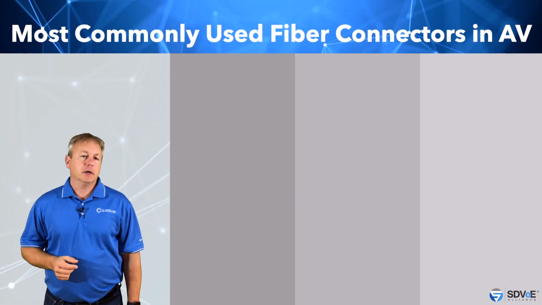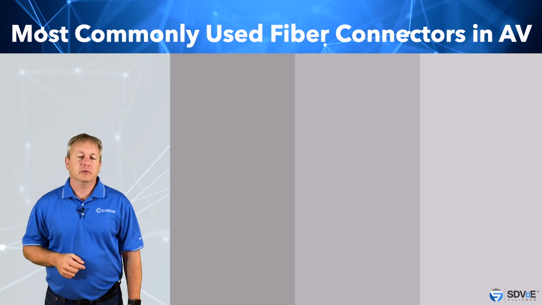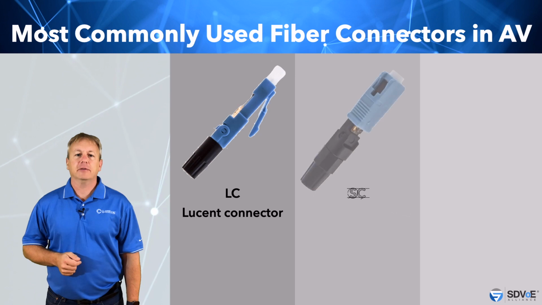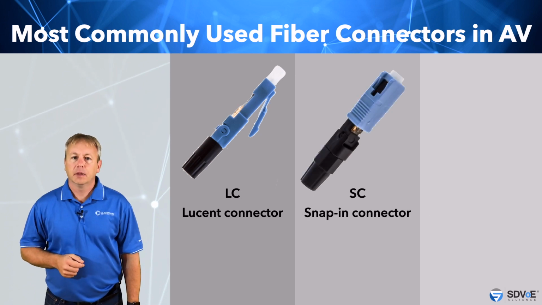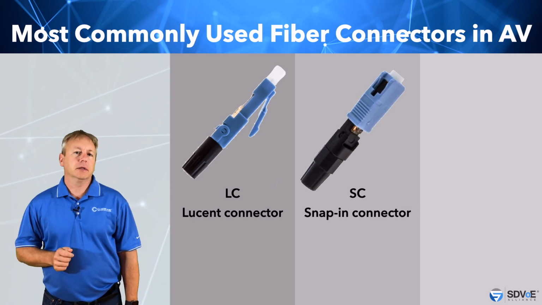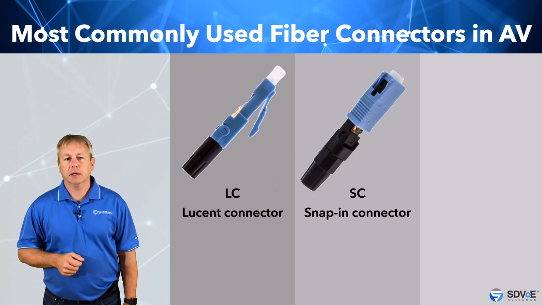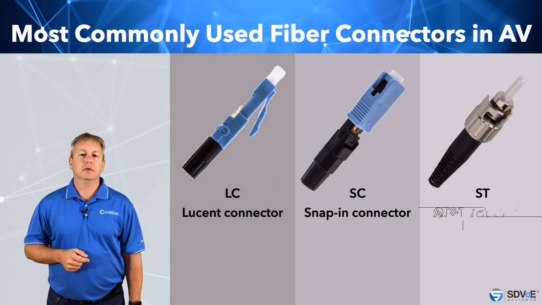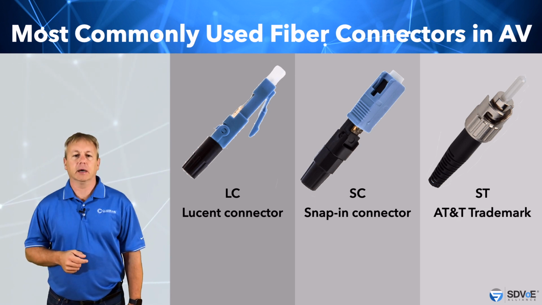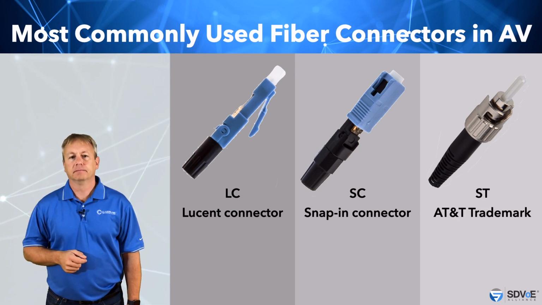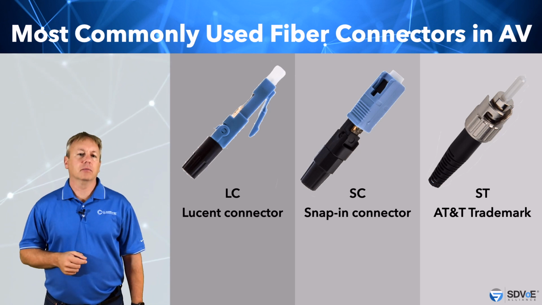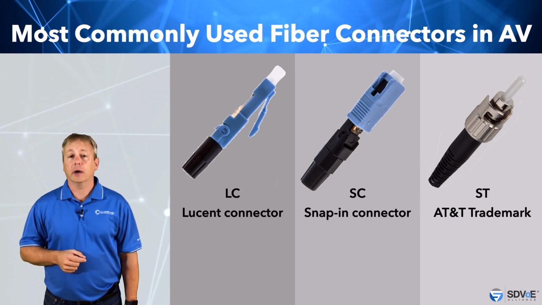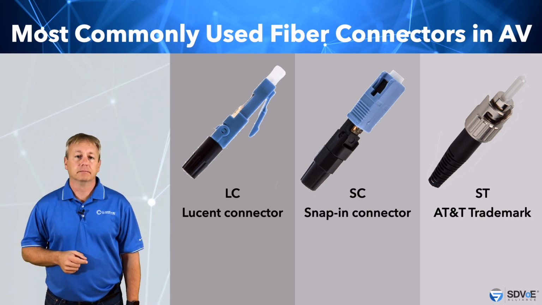Luckily, the AV industry only really uses two types of fibre connectors, the LC or lucent connector and the SC snap-in connector. The exception to this would be in the Pro AV or live entertainment industry, where we see more use of the ST connector, which is kind of a fibre equivalent to the familiar BNC style connector. To simplify things even more, the decision of type is made for us by the manufacturer of the hardware into which the fibre is being plugged.